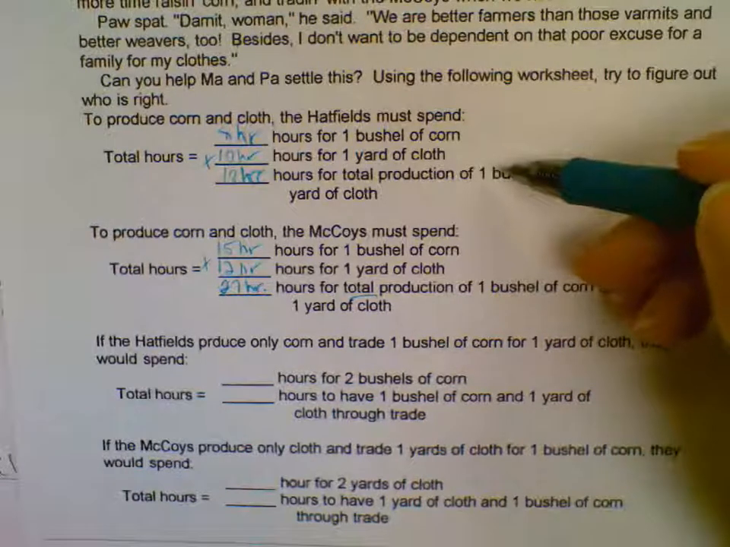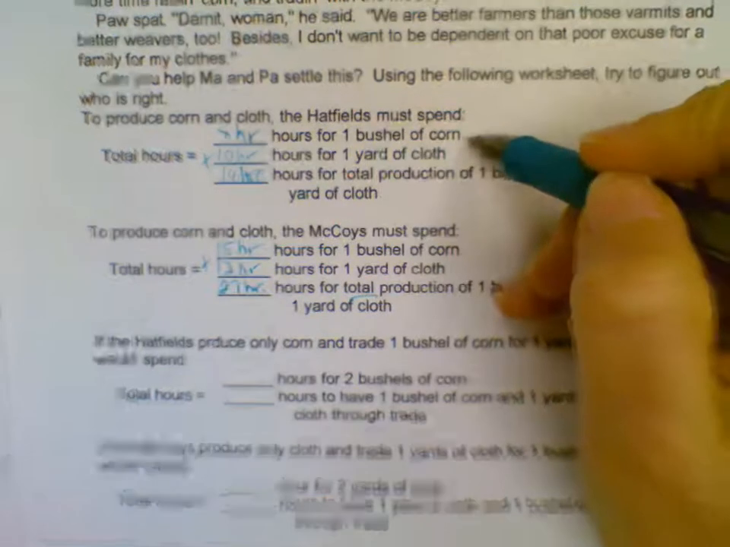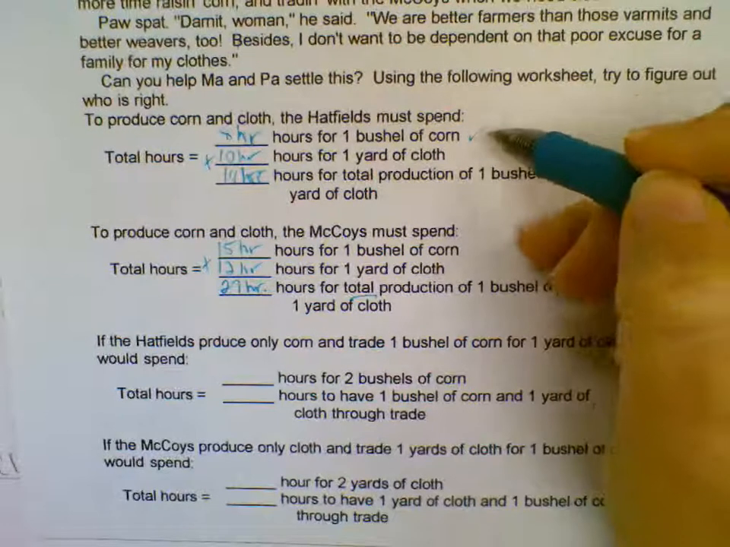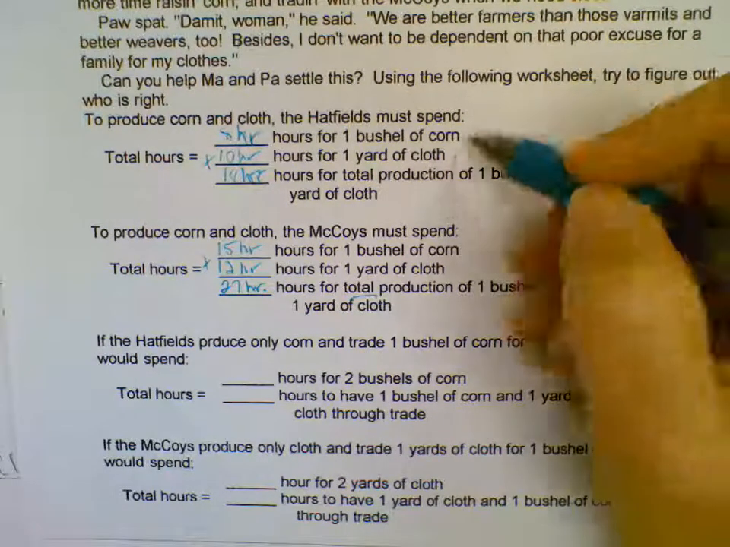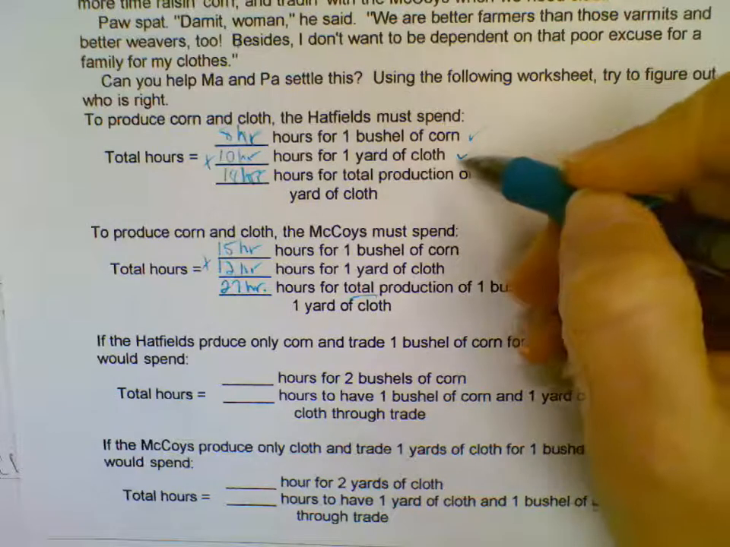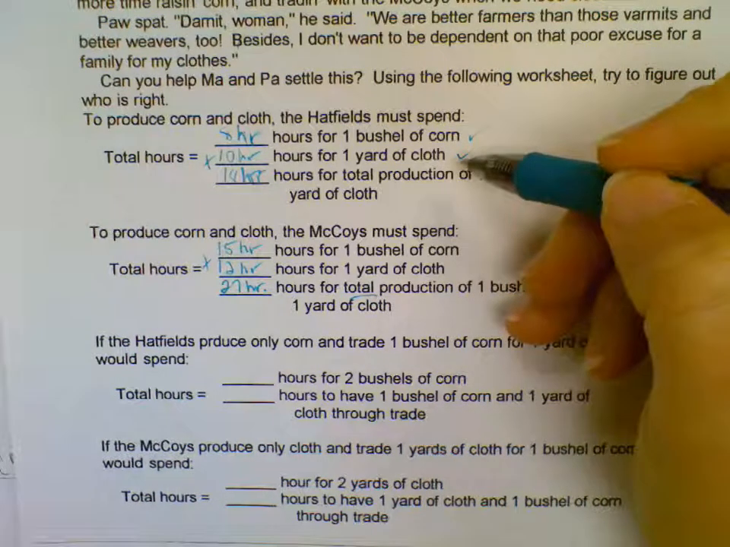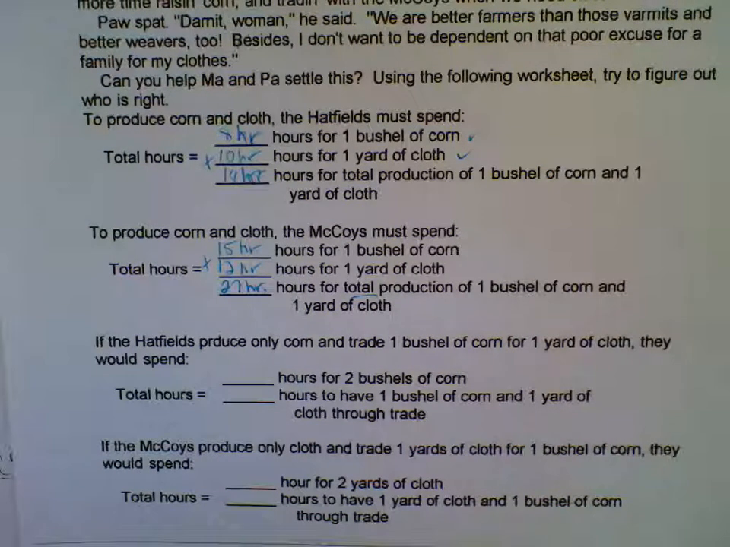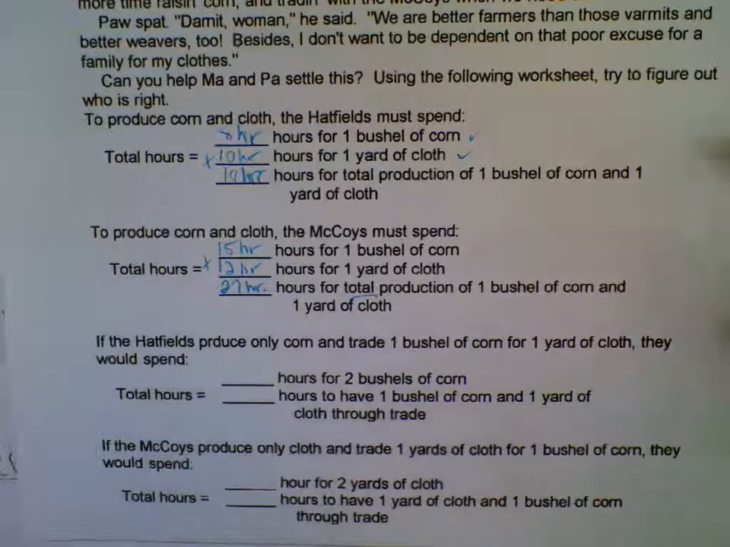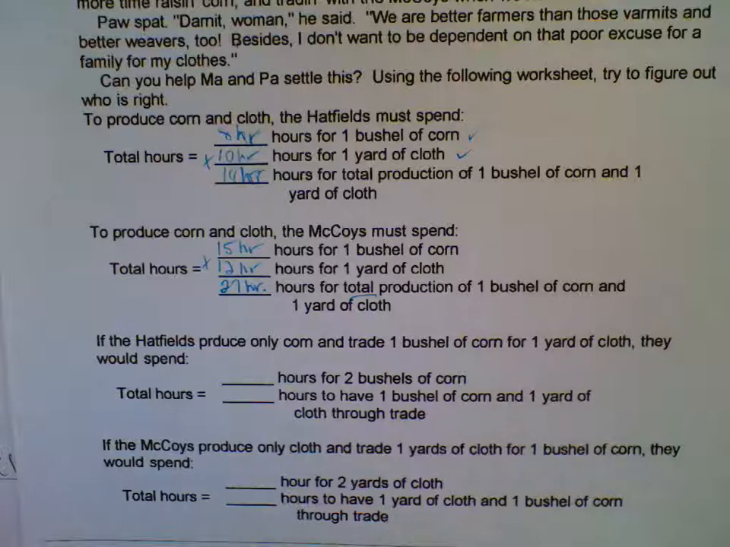So it's clear here that the Hatfields have an absolute advantage. It takes them less time to make the bushel of corn, and they also have an absolute advantage in making cloth. For most students, it makes sense when it's clear that one country can do one thing better and the other country can do something different better. But this is talking about when one country can do everything better. It still benefits them. So the next thing, it says if the Hatfields produced only corn and traded 1 bushel of corn for 1 yard of cloth, they would spend.